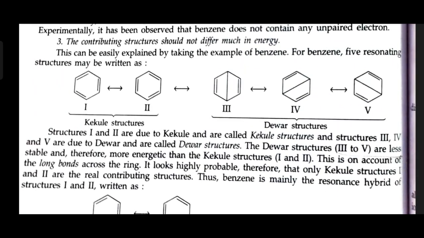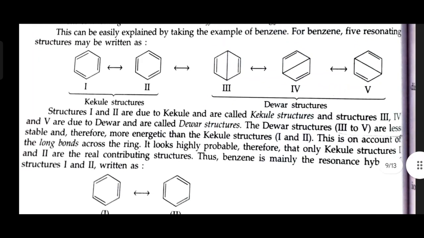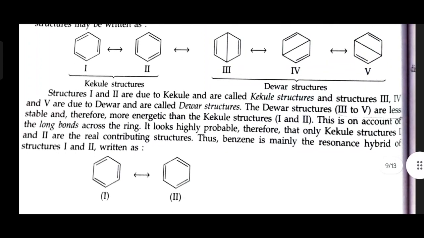Structures 1 and 2 are due to Kekule and are called Kekule structures, and structures 3, 4 and 5 are due to Dewar and are called Dewar structures. The Dewar structures are less stable and therefore more energetic than the Kekule structures. This is on account of the long bonds across the ring. It looks highly probable, therefore, that only the Kekule structures 1 and 2 are real contributing structures. Thus benzene is mainly the resonance hybrid of structures 1 and 2, written as follows.